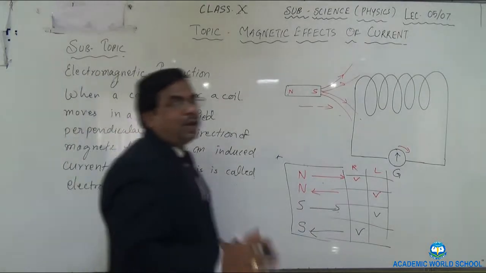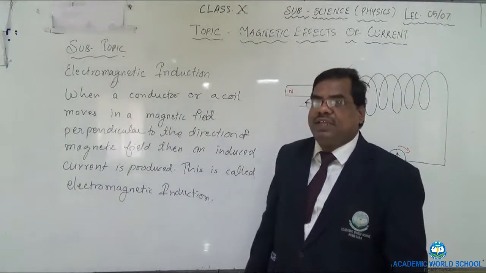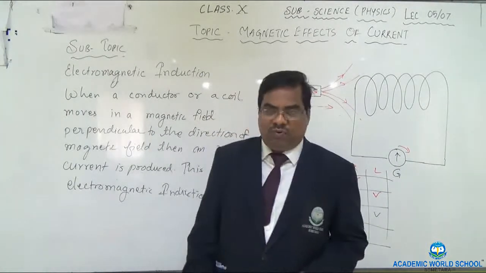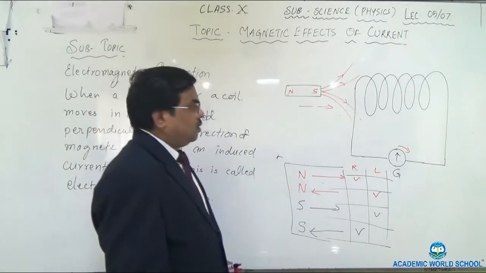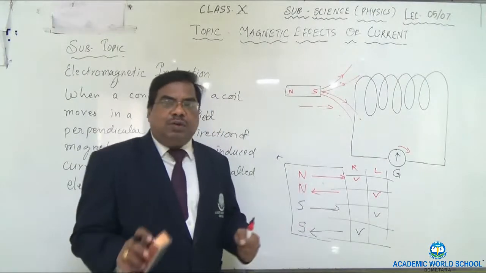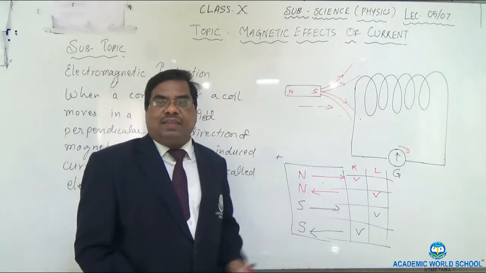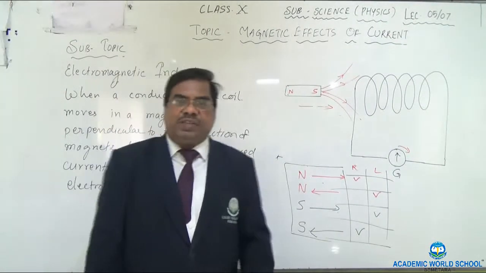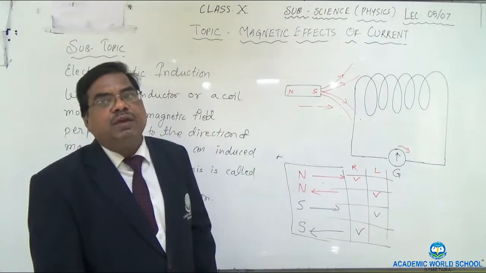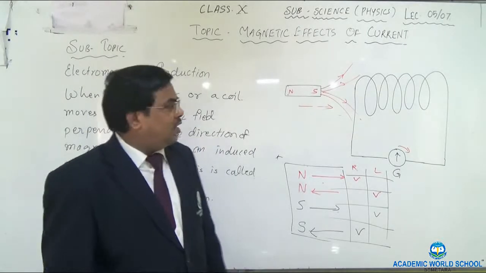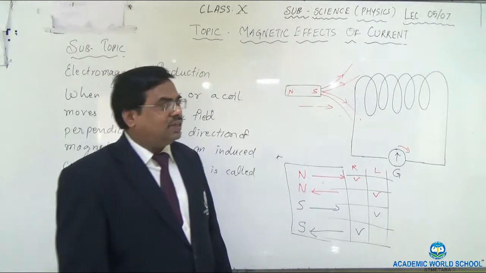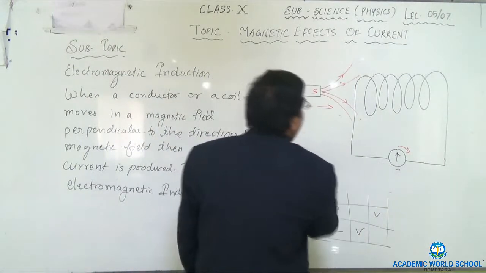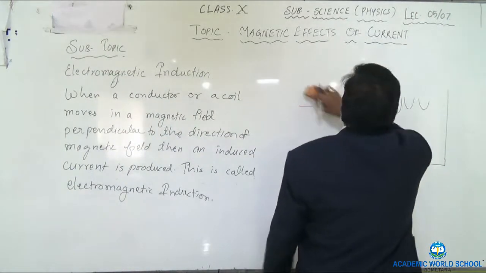So for electromagnetic induction, it is necessary that either the coil or the magnet must move. Here we have seen induced current is produced, but it tells nothing about the direction of the induced current. In order to know in which direction the induced current will be flowing, we need another rule, and that is Fleming's right hand rule. Now we will learn about Fleming's right hand rule.